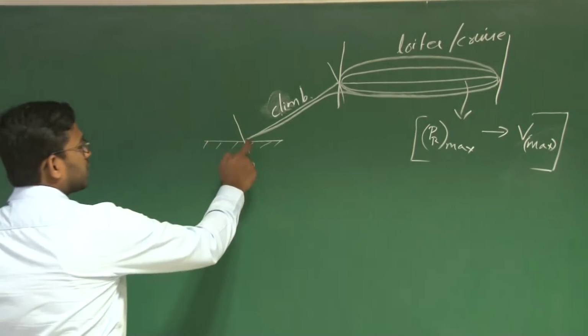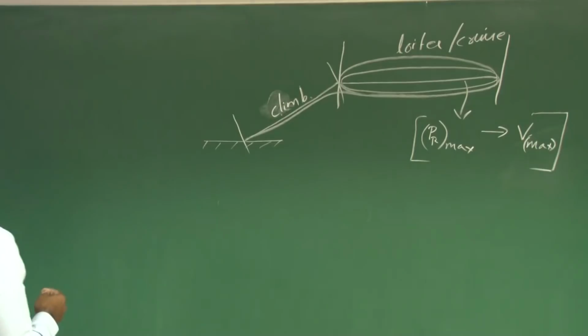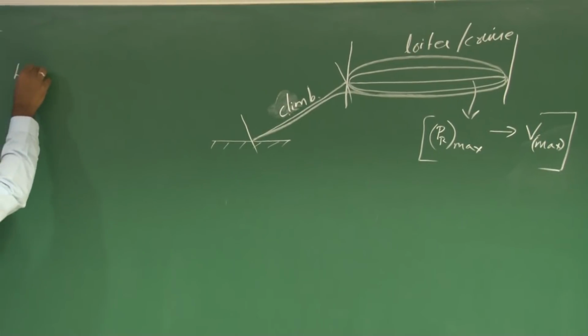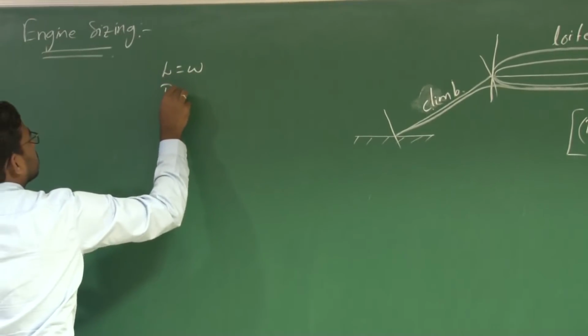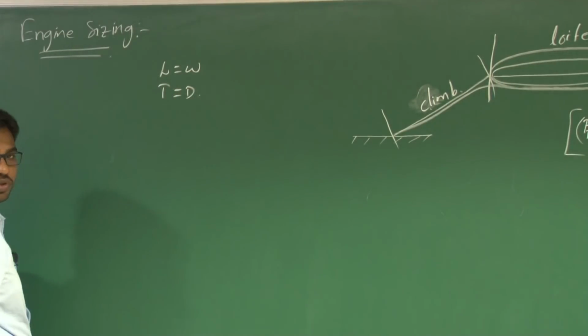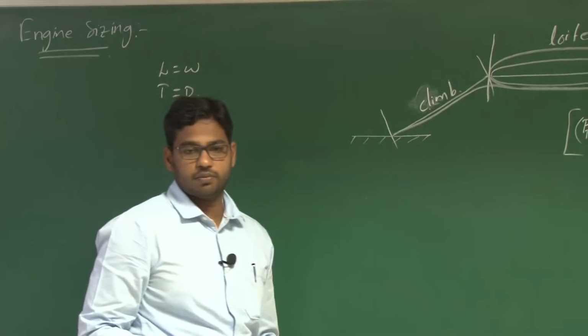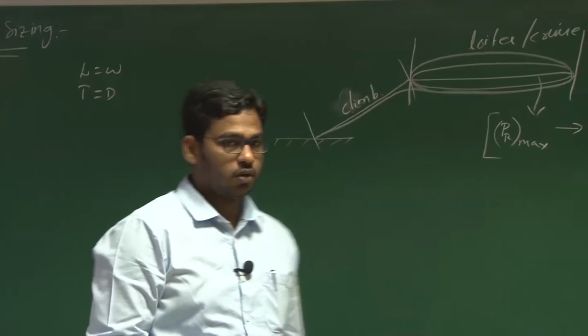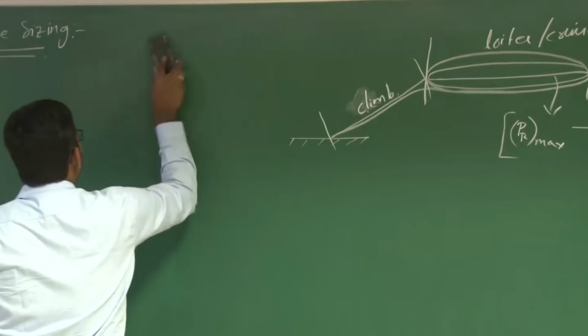Now, let us look at what this climb is. For cruise we know L is equal to W and T is equal to drag, right, which we derived from the general equations G1, G2. Now, let us go back to this G1, G2.